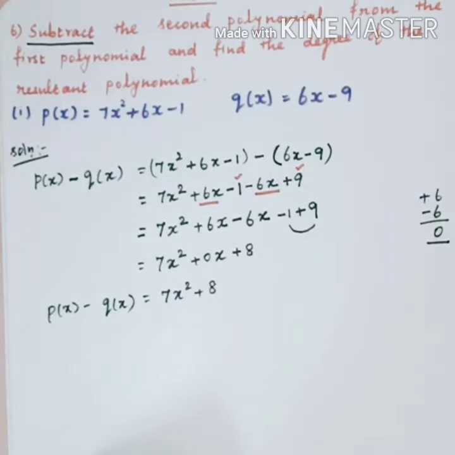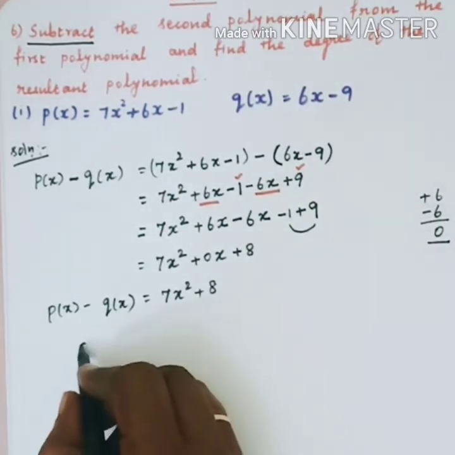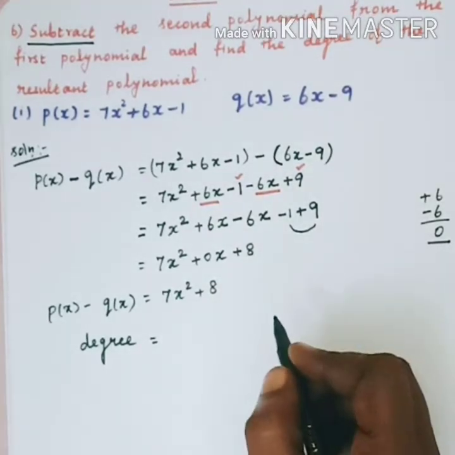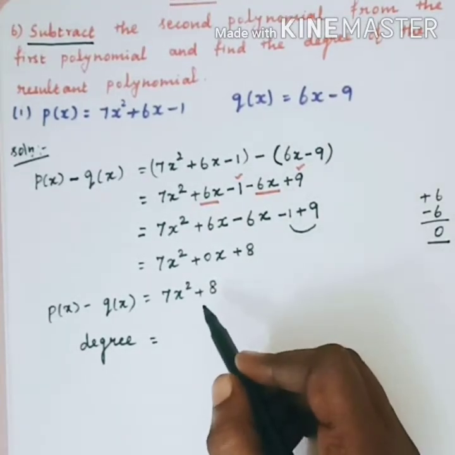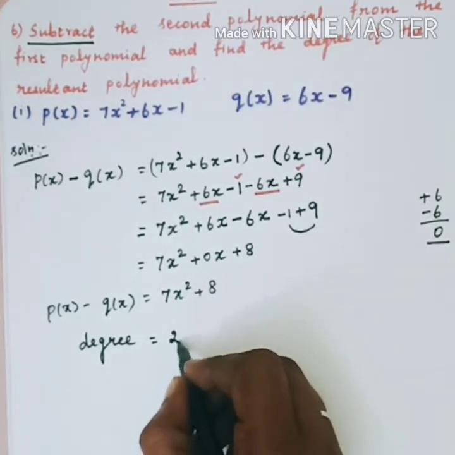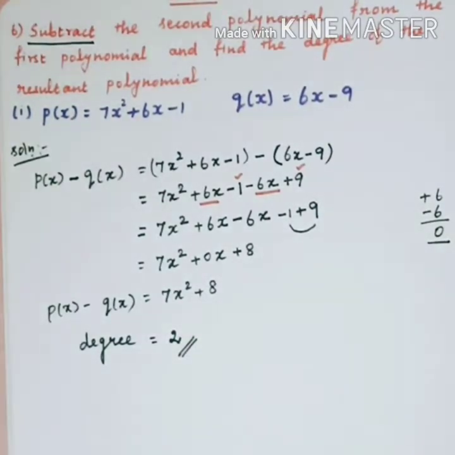Okay, now we have to find the degree of this polynomial, isn't it? Degree. So degree is nothing but the highest power of the variable. Here the highest power of the variable is 2, so the answer is 2.